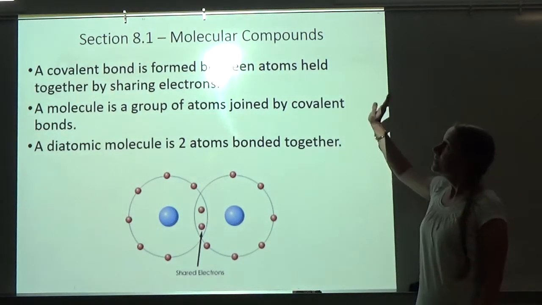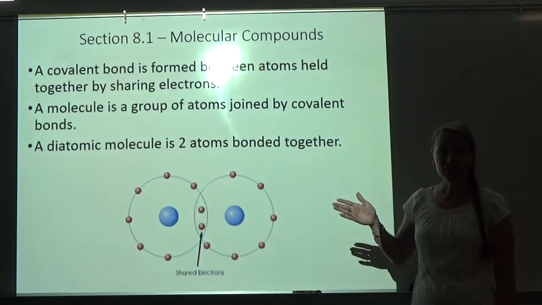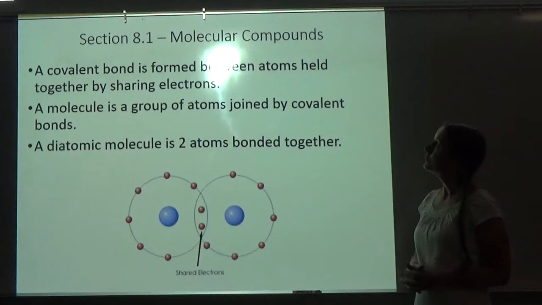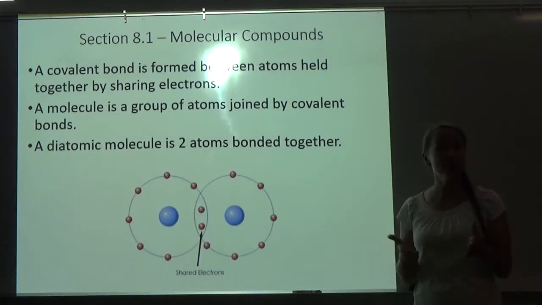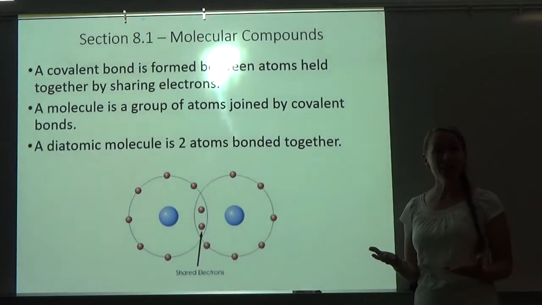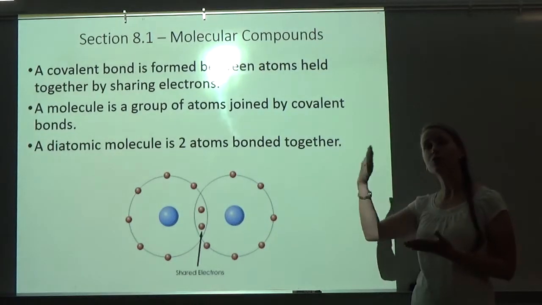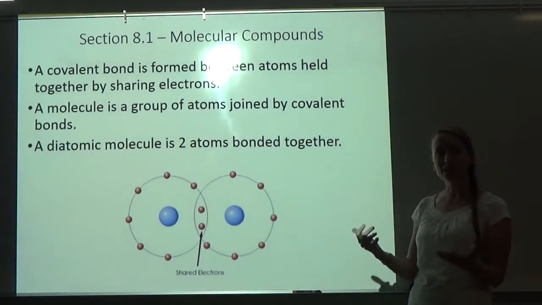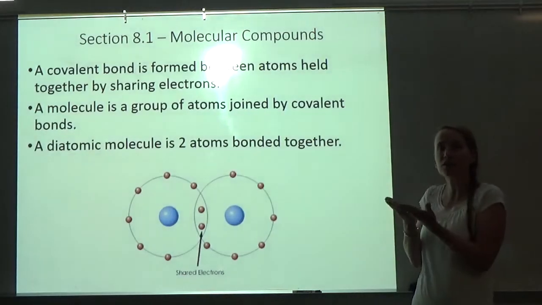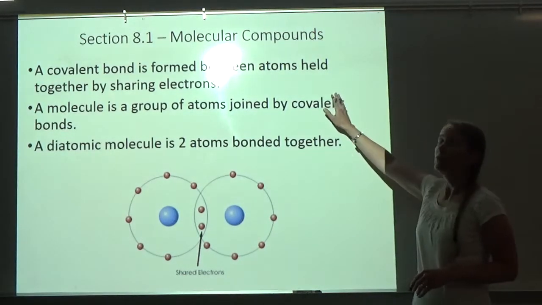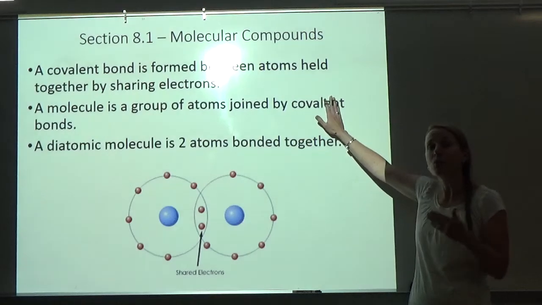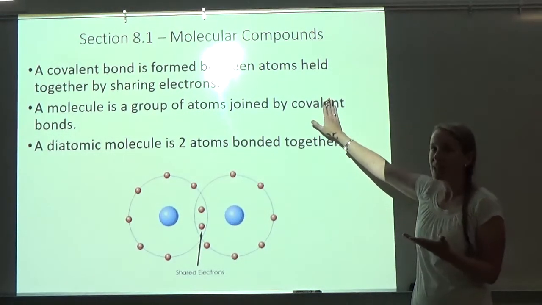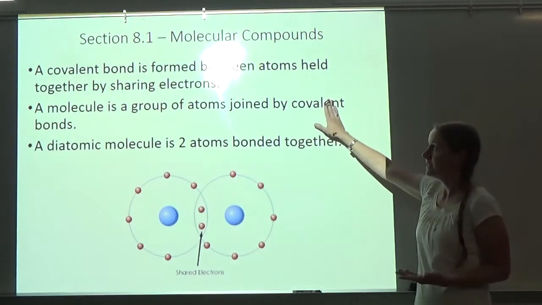Alright, so when something is formed by covalent bonds, it's referred to as a molecular compound. A covalent bond is formed between atoms held together by sharing electrons. In ionic bonding, one atom loses electrons, the other atom gains the electrons, and because they become positive and negative, they're attracted. Well, in a covalent bonding situation, both atoms need more electrons. Since they can't both gain the electrons, they end up sharing the electrons.